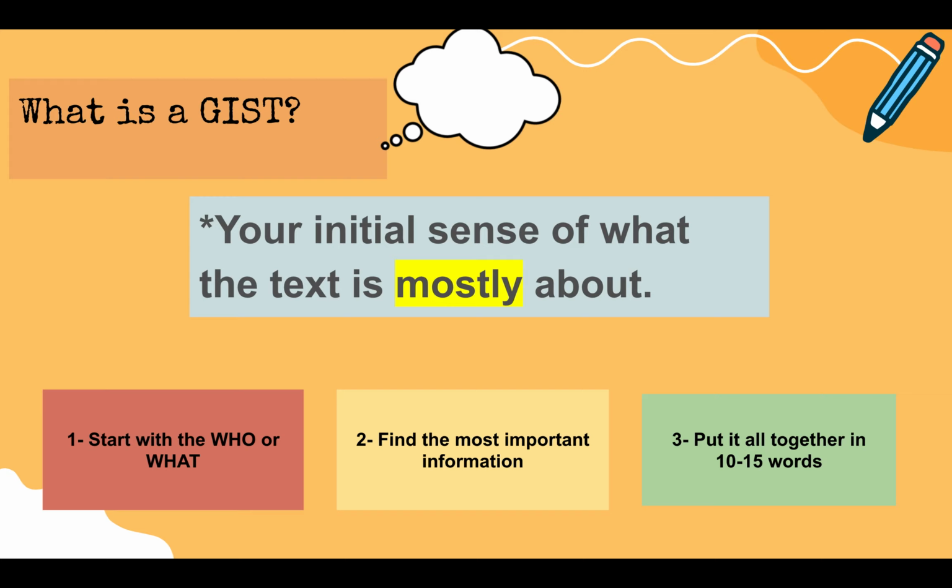So what is a gist? A gist is basically your initial sense of what the text is mostly about. After reading a book or a section of an article, you want to stop and think, who or what is that text or part of the text mostly about? Then you want to think about the most important information related to that who or what, and then you want to put it all together in 10 to 15 words.